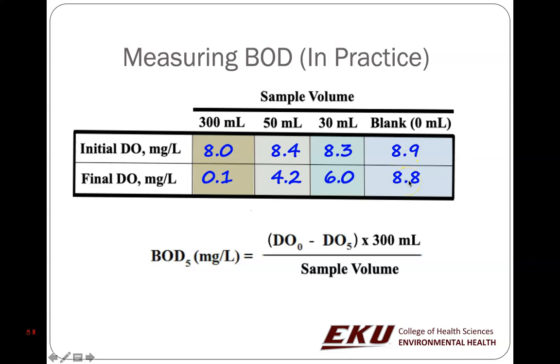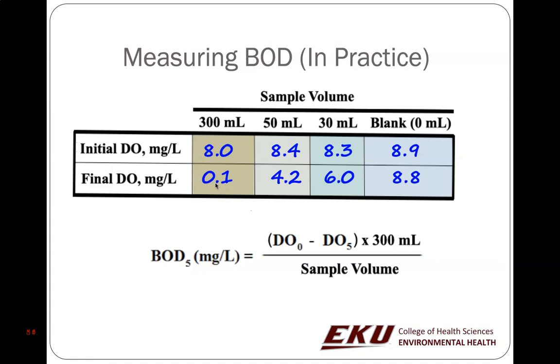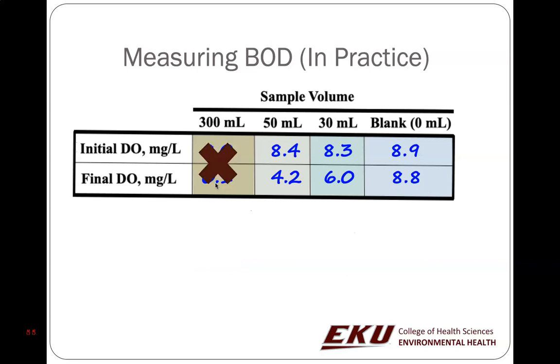So the first question we have to ask ourselves is, are all of our samples complying with those previous rules? One of them is obviously less than 1.0. So this one can't be used, because it's below the value of 1. It could be background noise on the instrument. It could be 0. It likely is 0. We've likely exhausted all the oxygen. So that one can't be used.